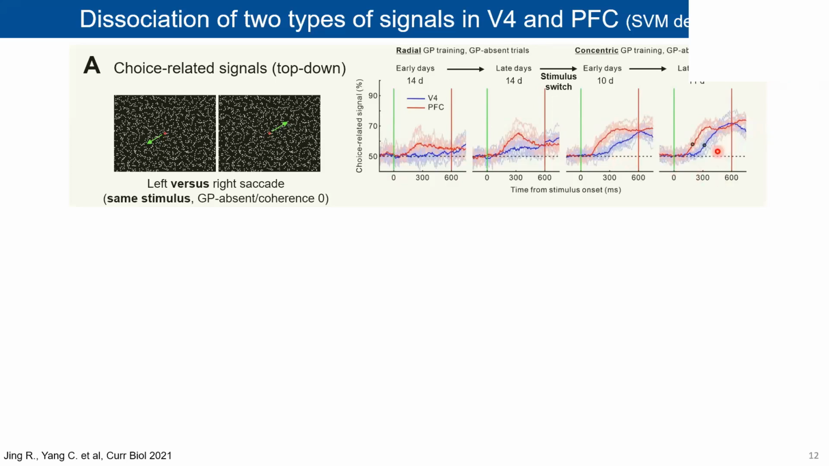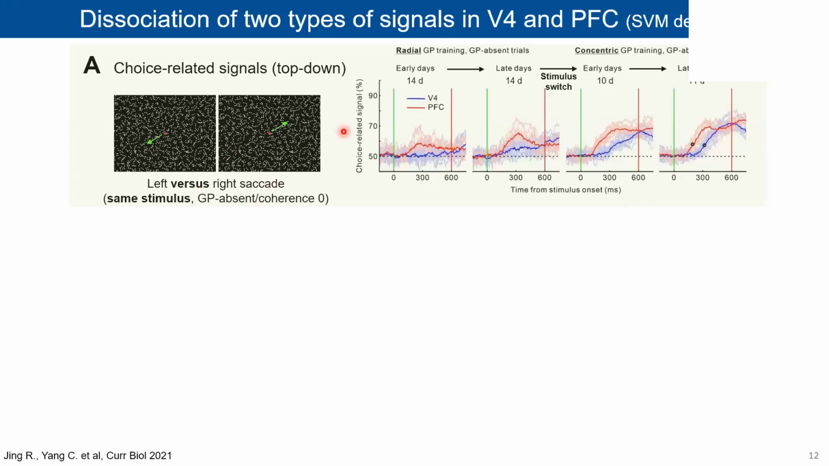In addition, the choice-related signals emerged earlier in PFC than in V4. The red curve leads the blue one, suggesting a backward propagation of the signals.